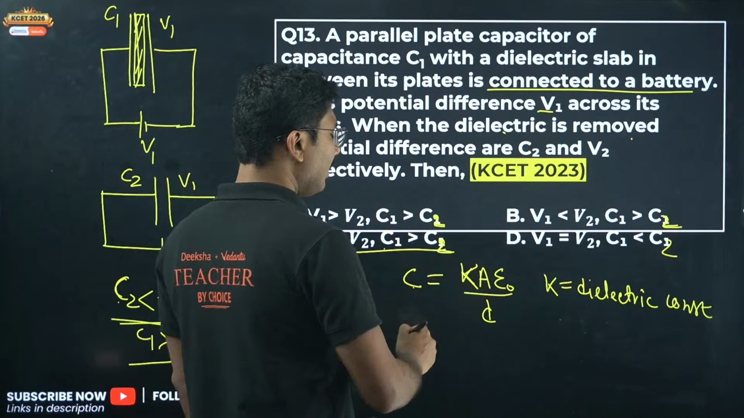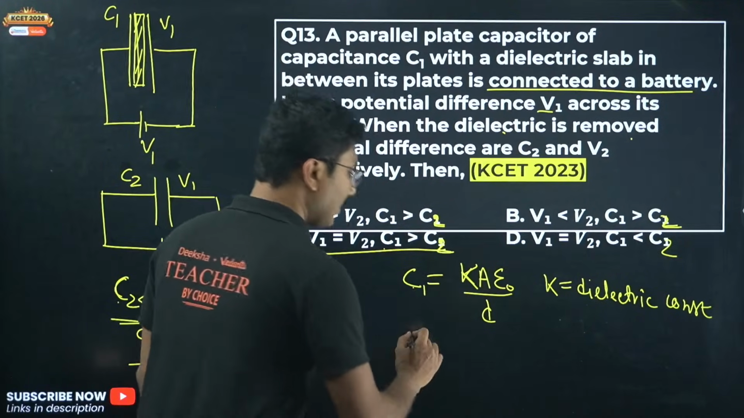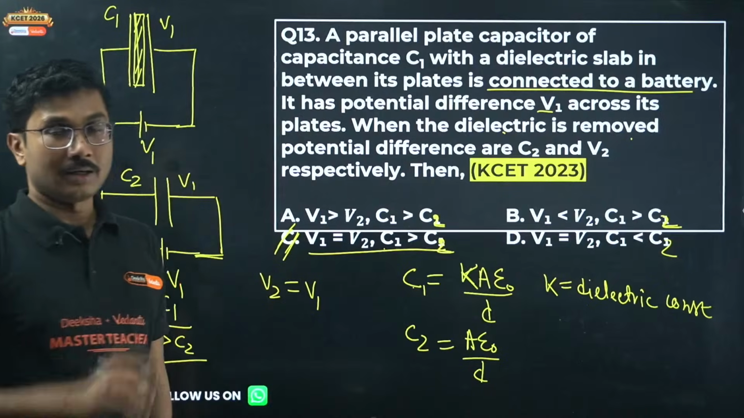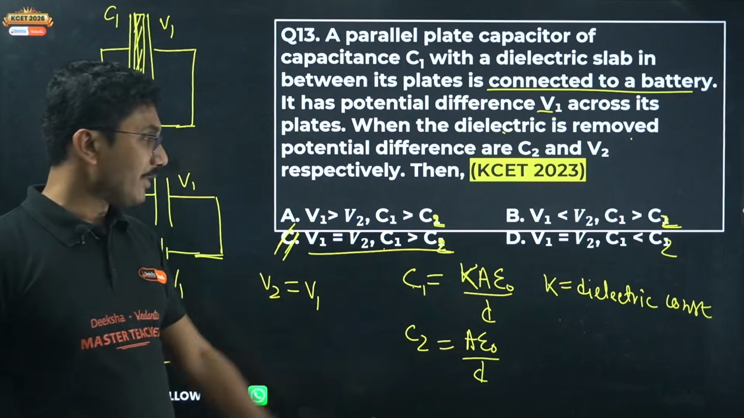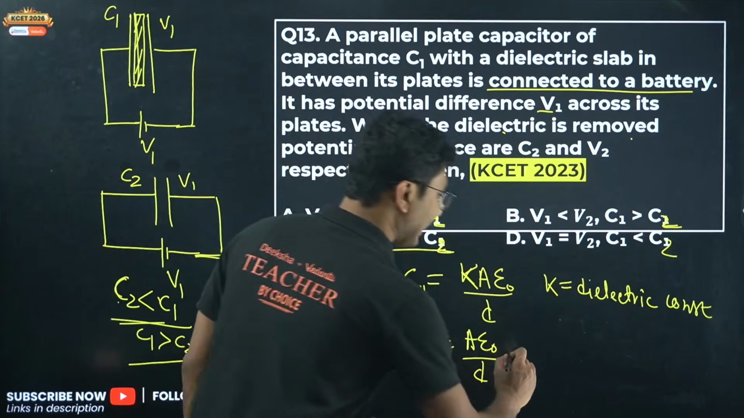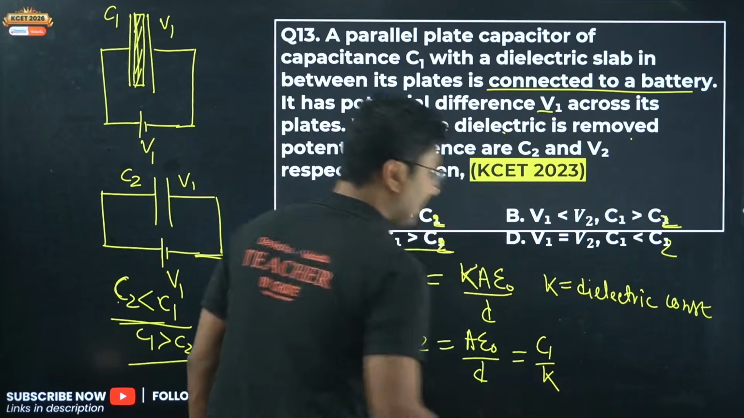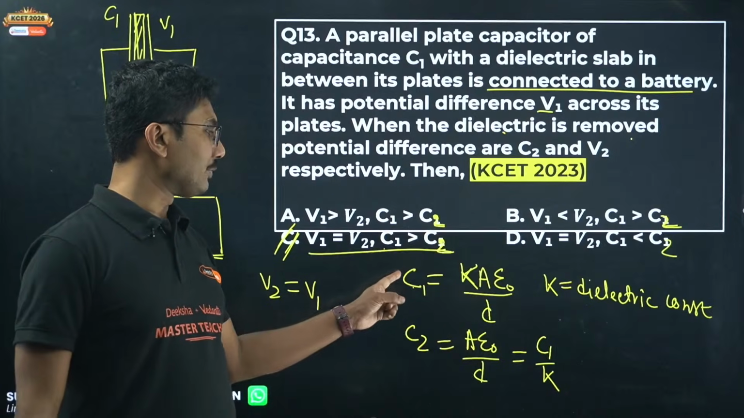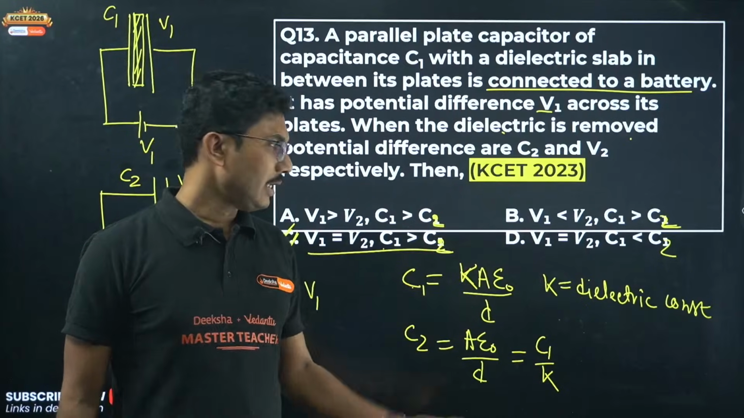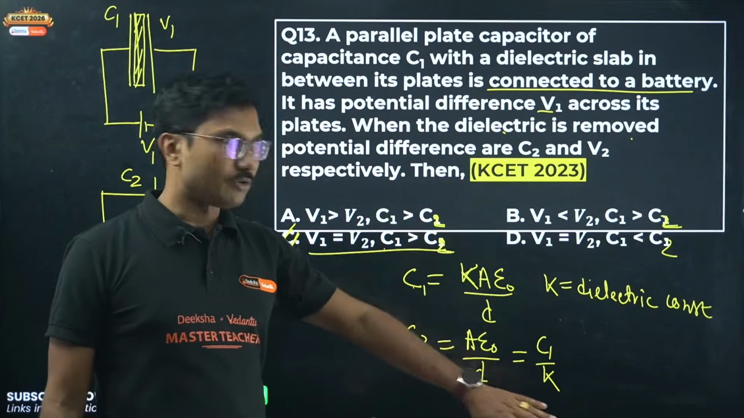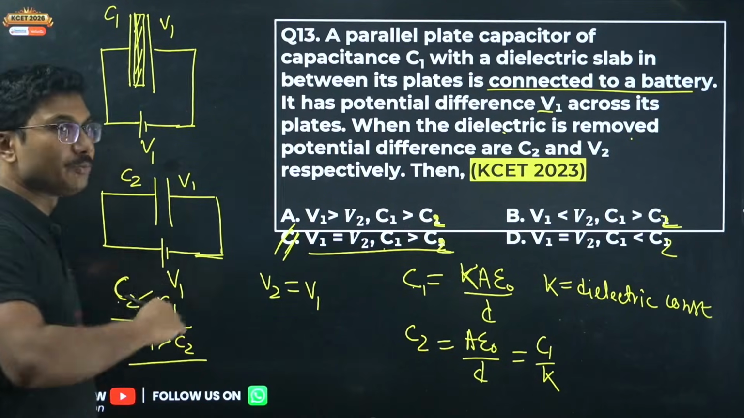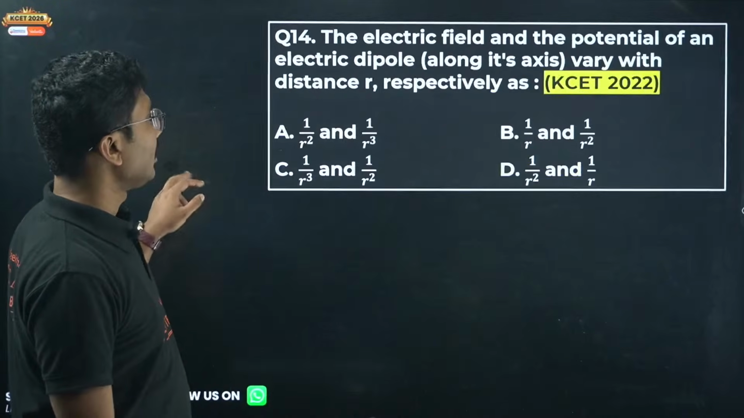So this is C1, and C2 is only A epsilon naught by d, because you have removed the dielectric medium. Now it is only a simple air capacitor. So you are reducing the capacitance by K times. So C2 is actually C1 by K. Suppose it was 20 and the dielectric constant was 5, so C2 will be 20 divided by 5, that is only 4. So basically it is reducing by a huge amount. So capacitance decreases if you remove the dielectric medium. Clear? Now let's move on to the next question.